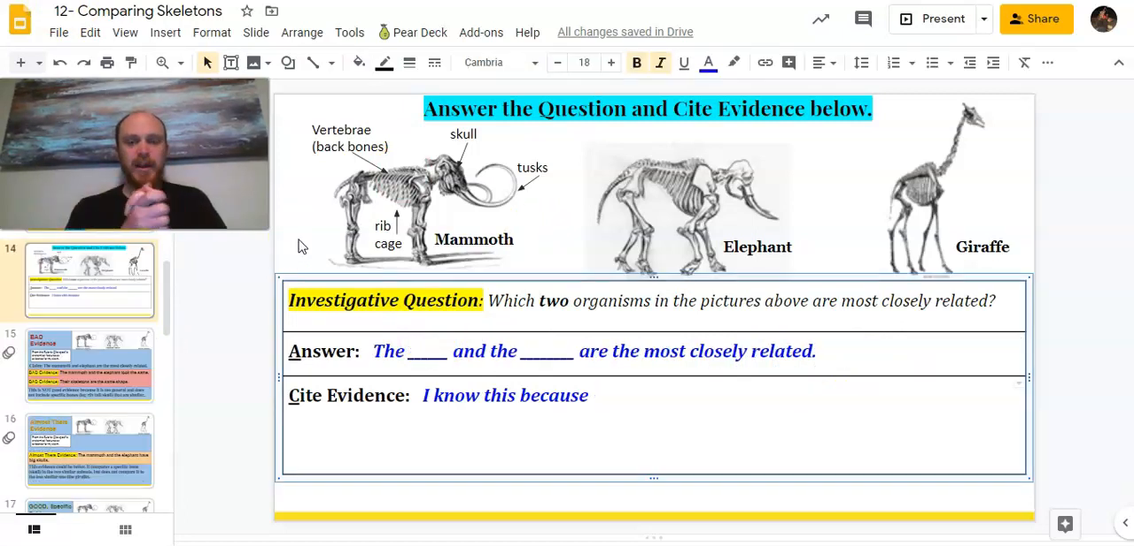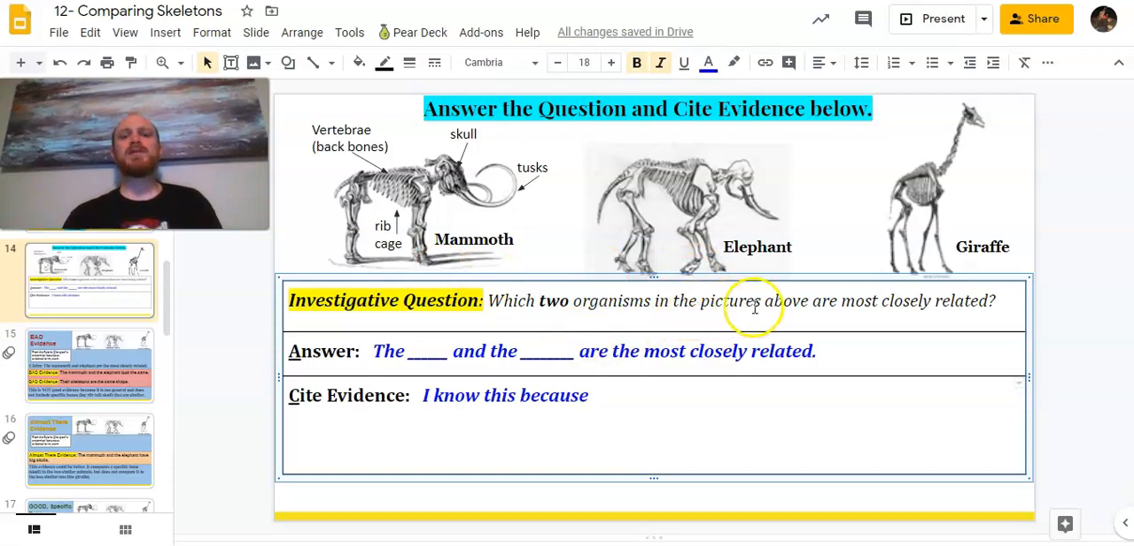Okay, so on this slide, we're going to answer the question and cite evidence. I have 3 skeletons. There's a mammoth, there's an elephant, there's a giraffe. Remember, a mammoth is like Manny in the Ice Age movies. These are extinct. They're not ancestors of elephants, they're related. So elephants did not evolve from mammoths, they're like cousins. But one of the cousins went extinct, and elephants are still around today.